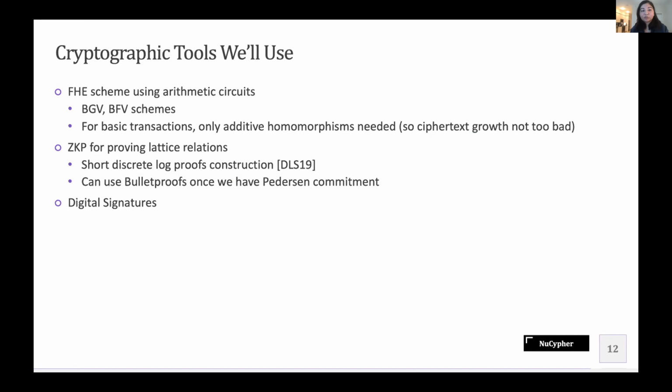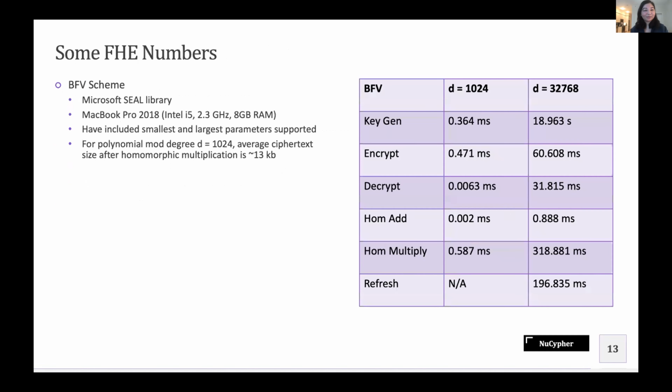So what are the cryptographic tools we'll need for the SmartFHE construction? We need a fully homomorphic encryption scheme. As mentioned earlier, we want one using arithmetic circuits. This kind of narrows us down to BGV and BFV. For basic transactions, we don't need the full power of fully homomorphic encryption. You only need additive homomorphisms. We'll need a zero knowledge proof that helps us prove lattice relations. We're going to use the short discrete logs proof construction. And then additionally, once we have the Pedersen commitment, we can use Bulletproofs for other relations. And finally, we'll need a digital signature scheme, or some way of signing transactions, but that's not a problem.